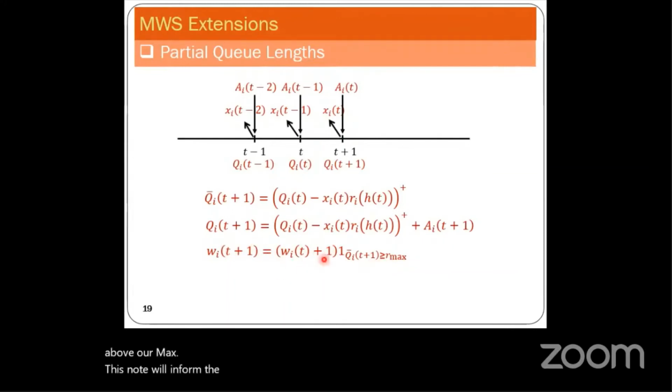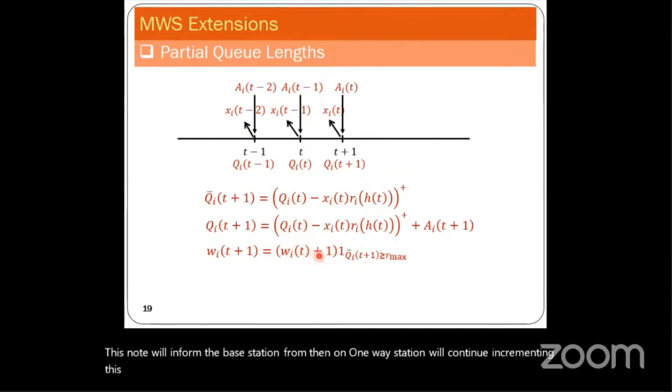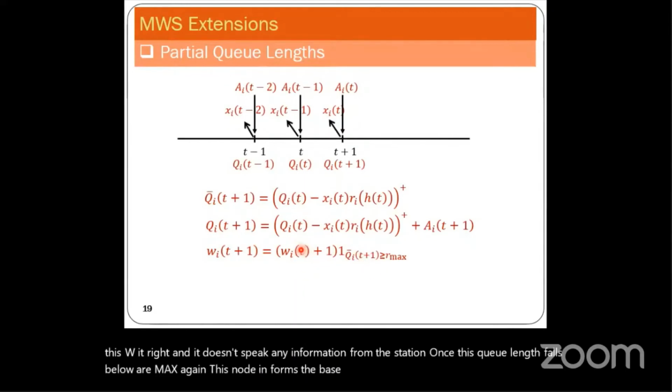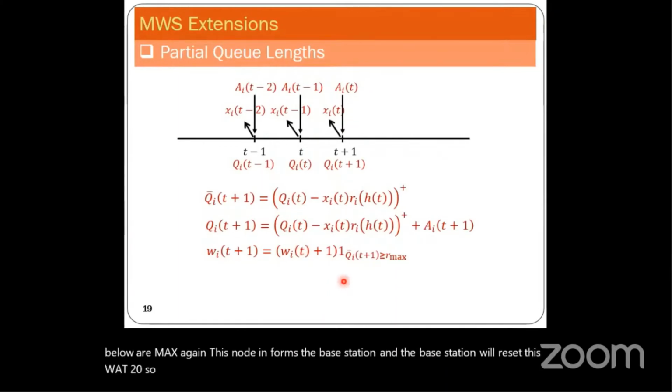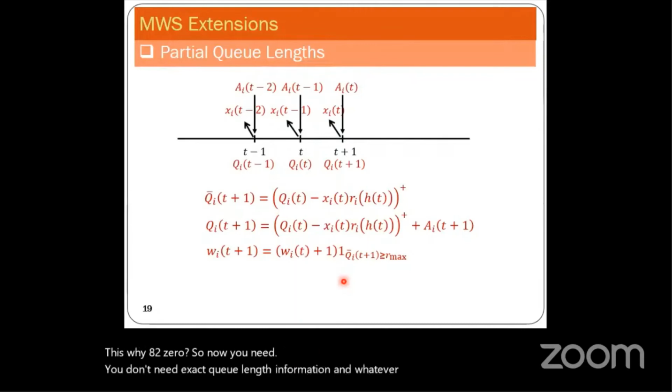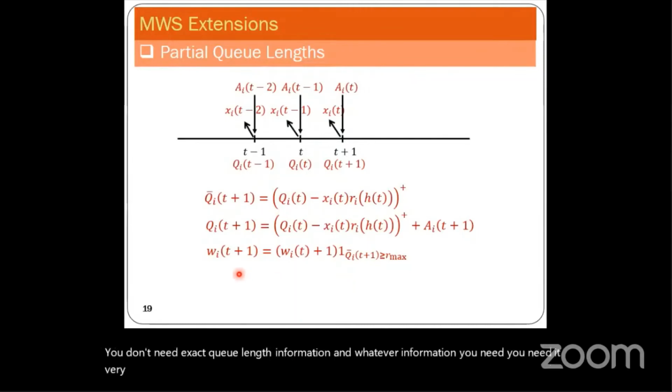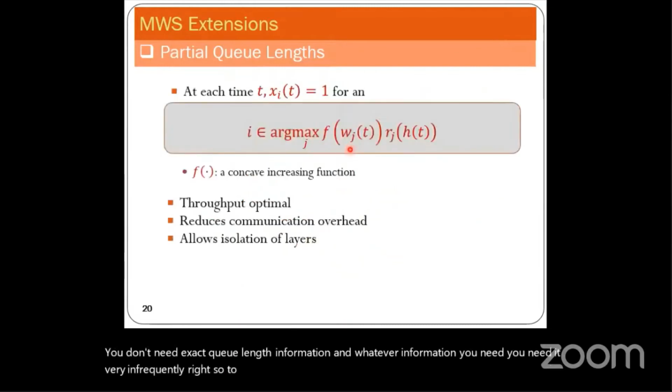From then on, the base station will continue incrementing this WIT, right? And it doesn't seek any information from the node. Once this queue length falls below R max, again this node informs the base station, and the base station will reset this WIT to 0. So now you don't need exact queue length information, and whatever information you need, you need very infrequently, right? So to compute WIT, it turns out that instead of queue length, I could use that counter W.